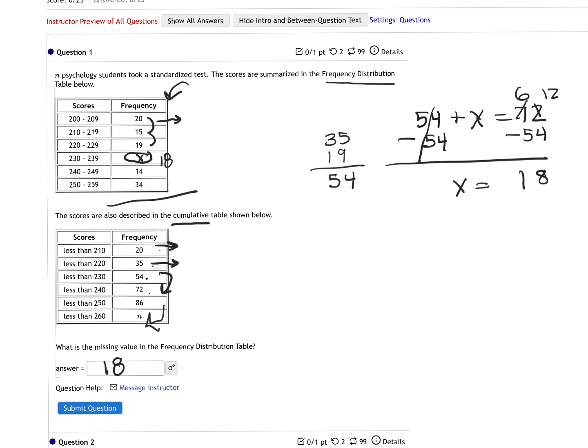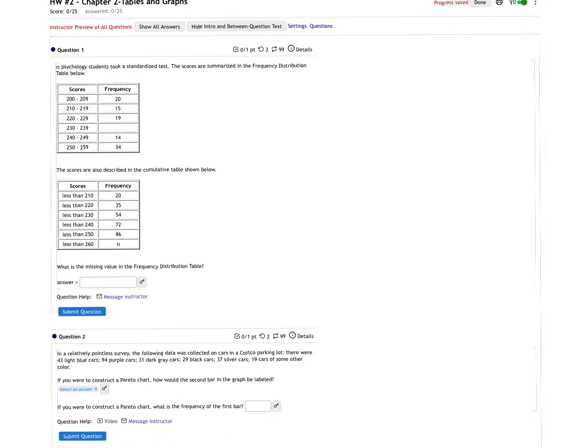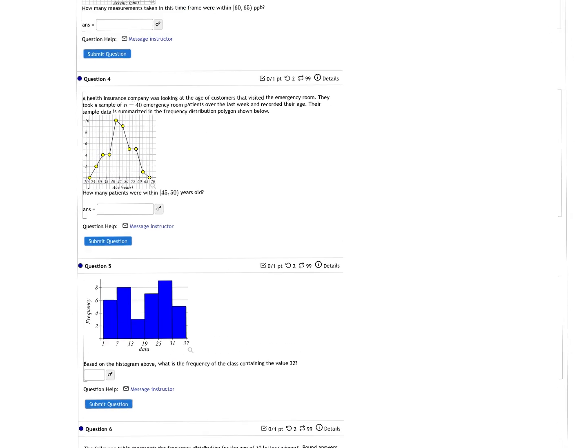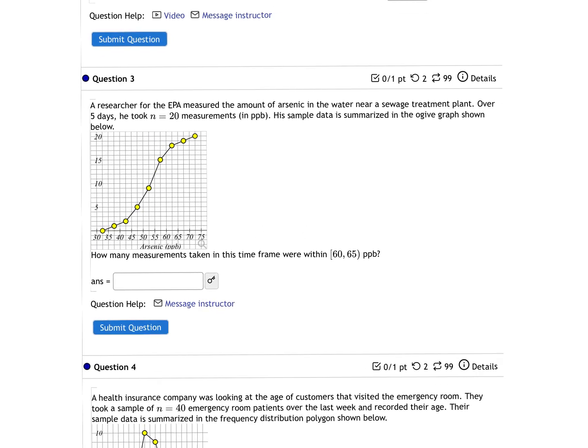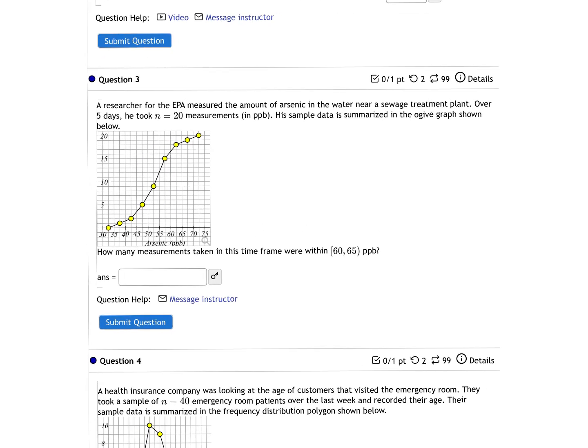All right, let's take a look at problem number 3. Here's 3. All right, so what do we got going here? A researcher for the EPA measured the amount of arsenic in the water near a sewage treatment plant. Well, that is not a fun thing to have in your water. Over 5 days, he took 20 measurements in parts per billion. His sample data is summarized in the ogive graph shown below. Remember, an ogive graph is a cumulative graph.